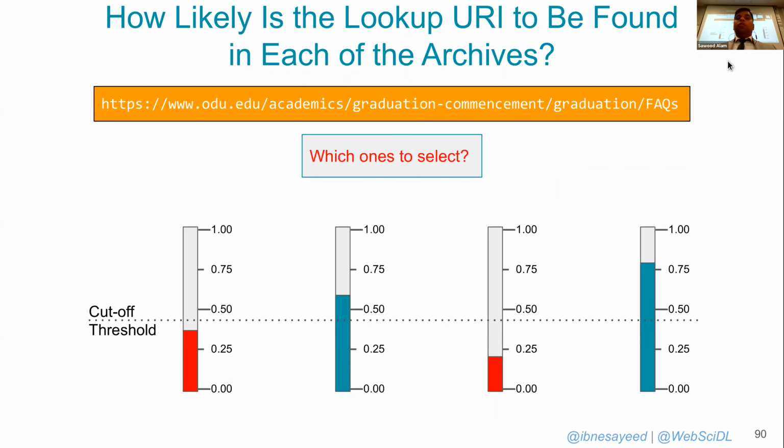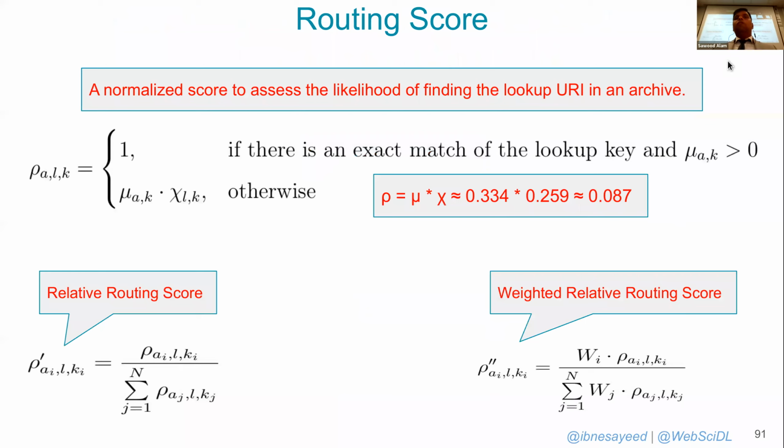What we are actually looking for is a way for multiple archives to have a score based on which we can decide a heuristically decided cutoff threshold. And then for a URI, we can find, hey, these are above threshold, so it is likely to be found here in this archive, and these are below threshold, we are not going to find it in here. And we define this score as routing score, which is a combination of mu and chi, the other two scores we just described, the closeness and density.